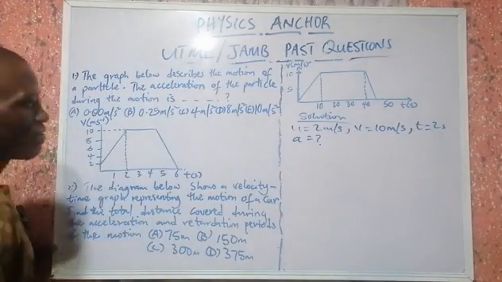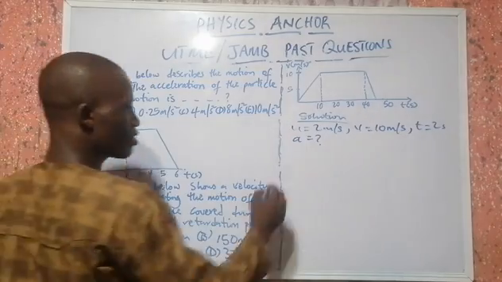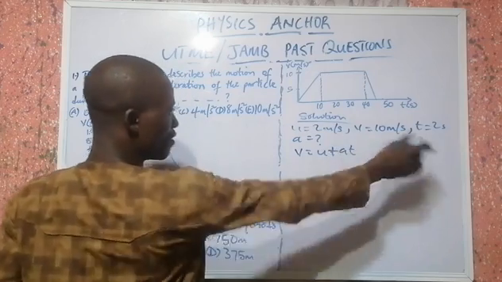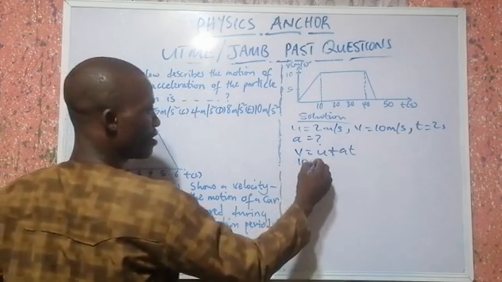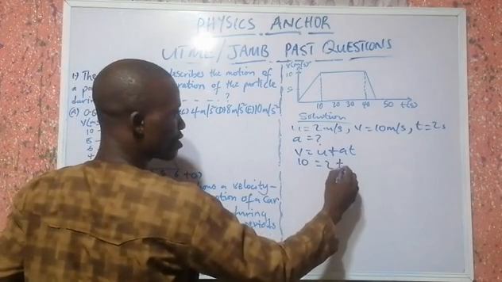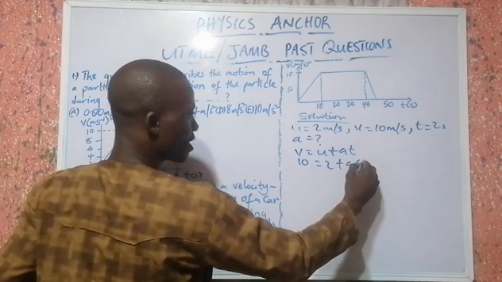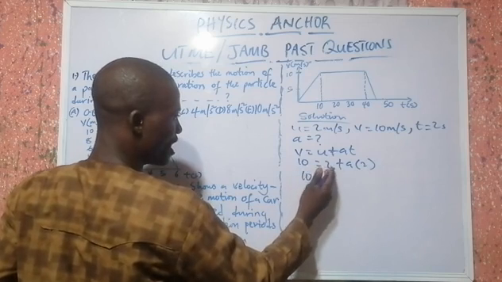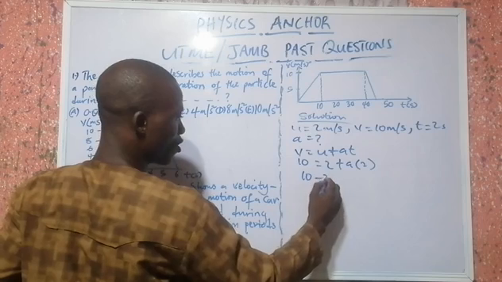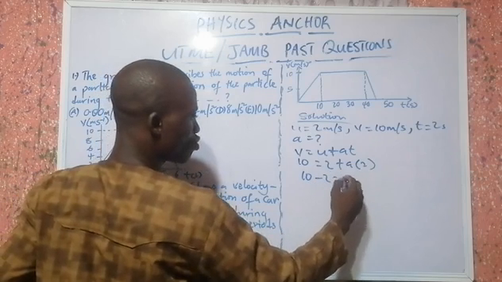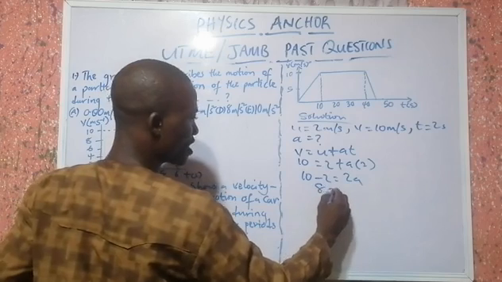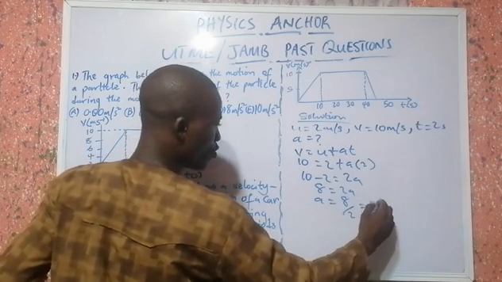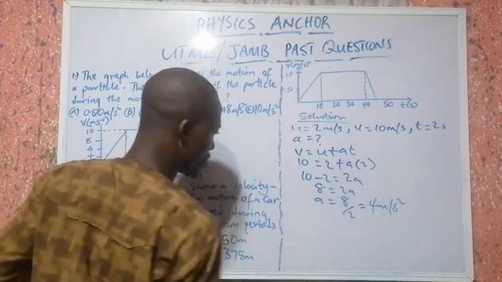Having this, the formula becomes easier. We can say v equals u plus at. We are using this because of the parameters. Our v is 10, our u is 2, we are looking for acceleration, and our t is 2. So we have 10 minus 2 equals a times 2, which gives us 2a. That will be 8 equals 2a. Our a will be 8 divided by 2, which is 4 meters per second squared.